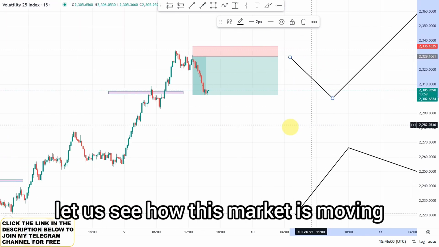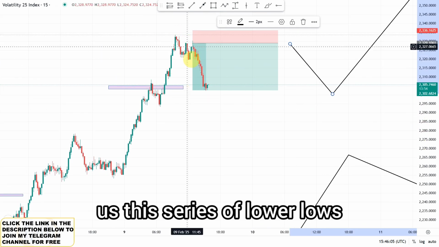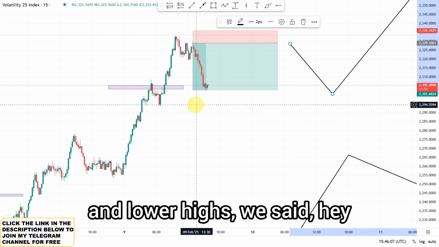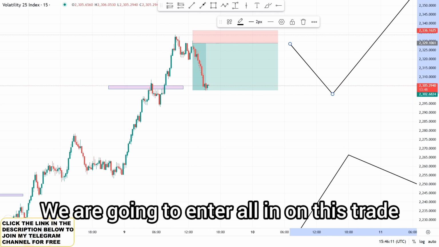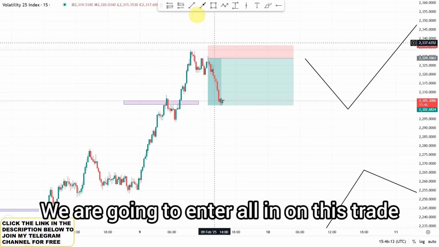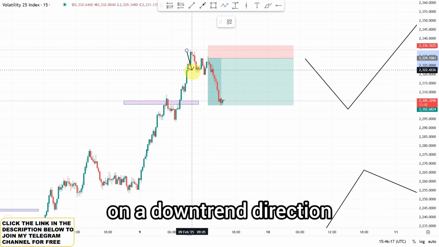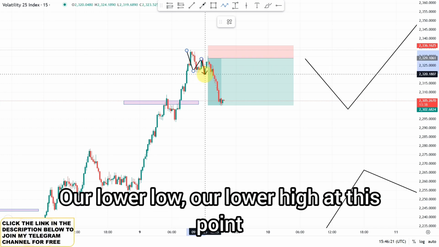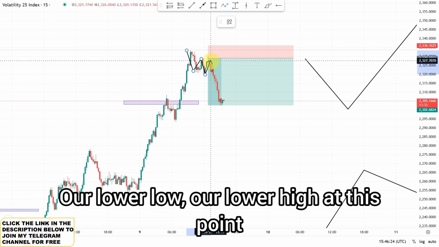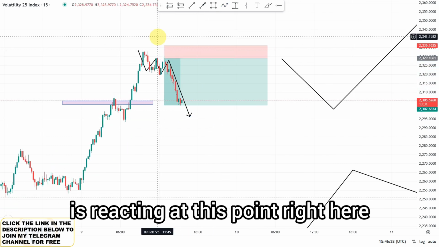Now, on the 15-minute time frame at this point right here, we say to ourselves, let us see how this market is moving. The moment the market decided to give us this series of lower lows and lower highs, we said, hey, this market is already finished. We are going to enter all in on this trade. And lucky for us, we know how the market is supposed to move in a downtrend direction. You can see right here, we had our lower low, our lower high, our lower low, our lower high. At this point, we said, okay, let us see the way this market is reacting at this point right here.